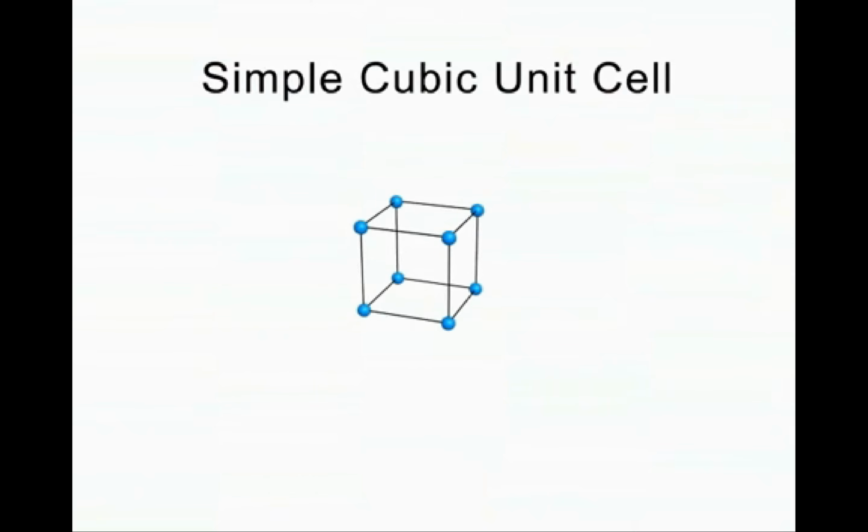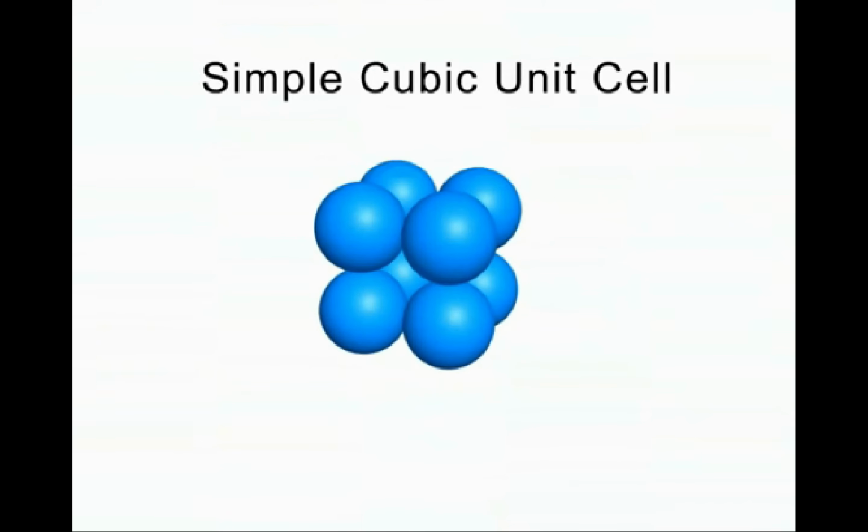All cubic unit cells have particles at the corners of a cube. The simple or primitive cubic unit cell has particles at the corners only. In reality, the particles lie as close to each other as possible. Note that the particles touch along the cube edges, but not along a diagonal in the face or along a diagonal through the body.